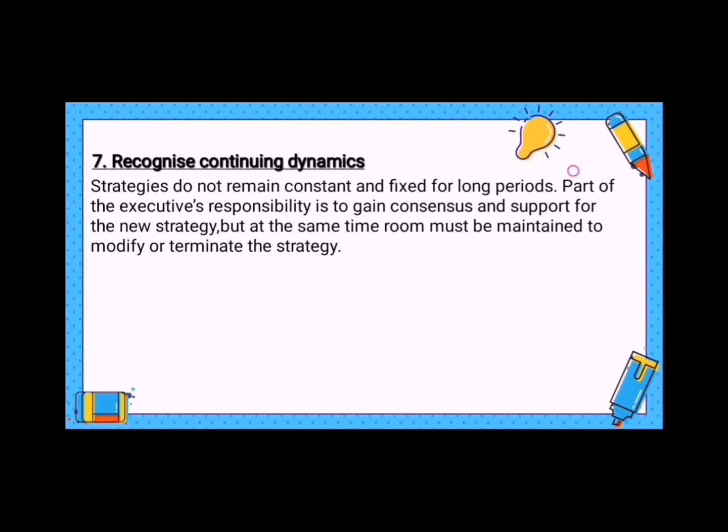Last one is number 7. Recognize continuing dynamics. Strategies do not remain constant and fixed for long periods. Part of the executive's responsibility is to gain consensus and support for the new strategy. But at the same time, room must be maintained to modify or terminate the strategy. This means that managers should use discretion in making certain that the organization does not become overcommitted to the new strategy and unwilling to change at some future point.